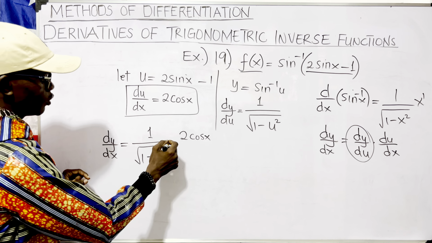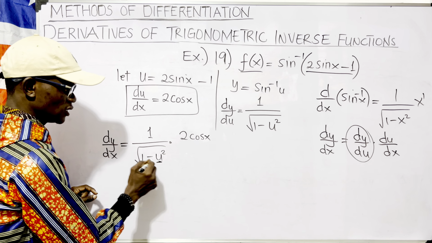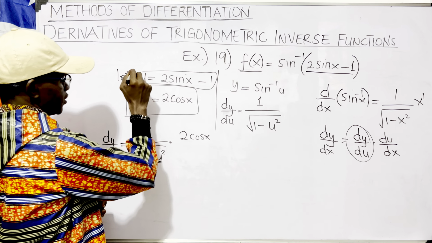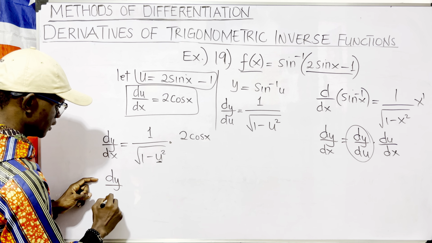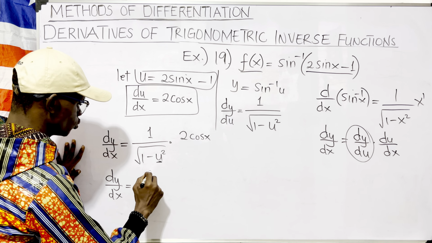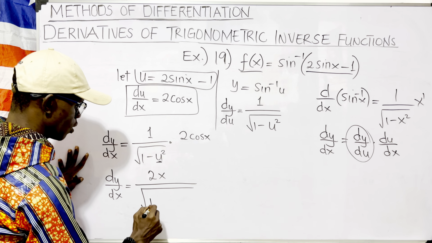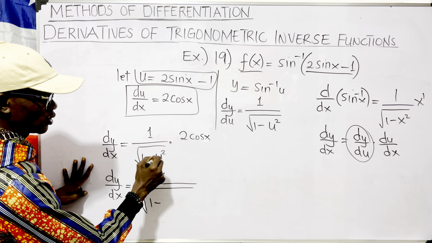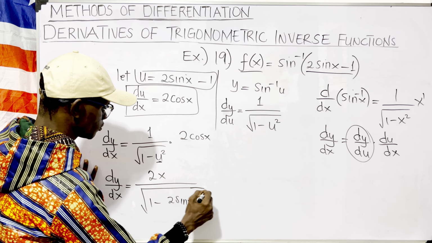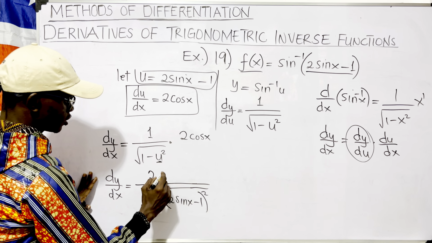But remember, the original variable of this problem was in x, not u. So we need to replace this u. What was u from the onset? u was just equal to this expression. So we have dy by dx is now 2 cos of x all over the square root of 1 minus, this is u, 2 sine of x minus 1, all squared.